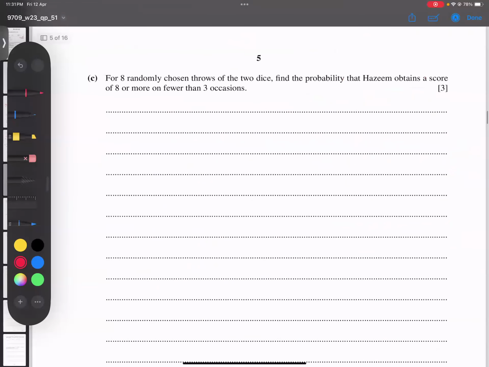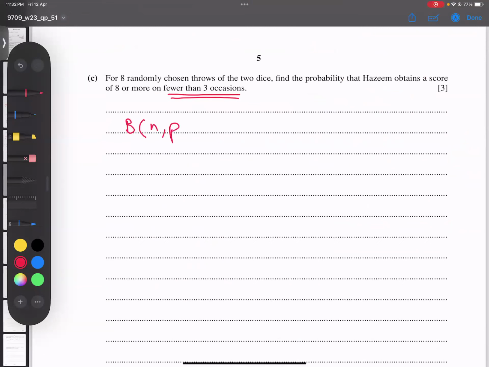And now there are 8 randomly chosen throws of 2 dice. Find the probability that Hazim obtains a score of 8 or more on fewer than 3 occasions. You see, when we say on fewer than 3 occasions, it's not a geometric probability topic now. This becomes a binomial probability. So binomial probability, what is the formula we have?